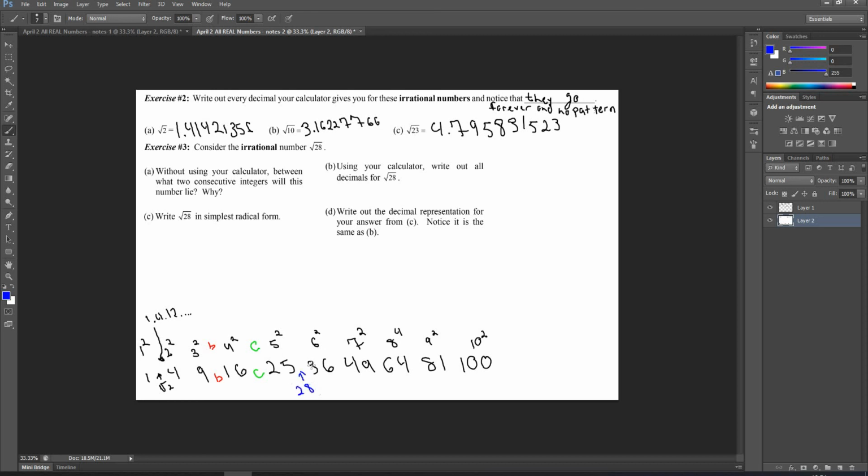So 28 is between 25 and 36. Therefore, to get to 25, you need 5 squared, and to get to 36, you need 6 squared. So the square root of 28 is going to be between 5 and 6. Here's 5, then I'll have the square root of 28, then I'll have 6.